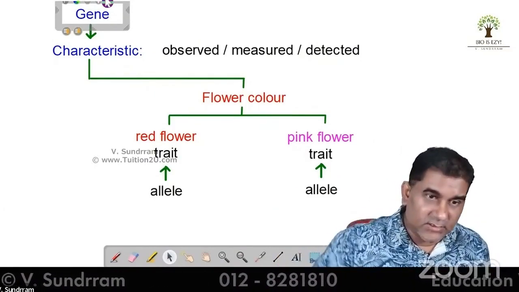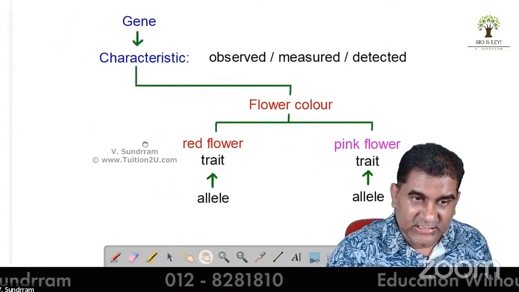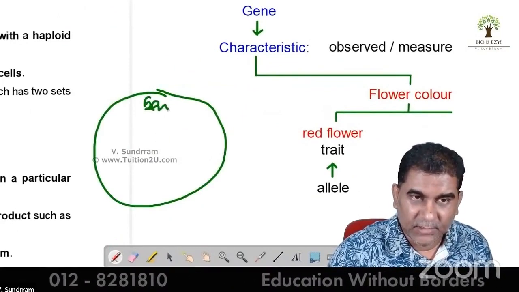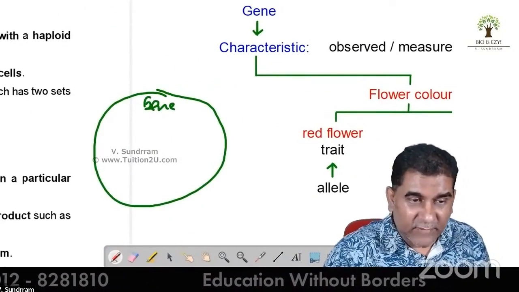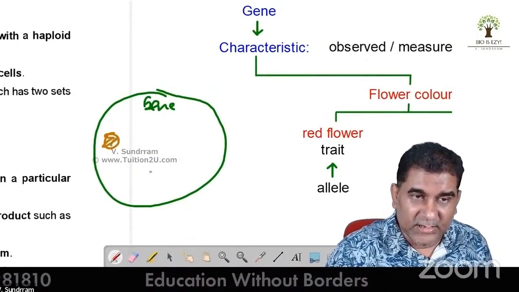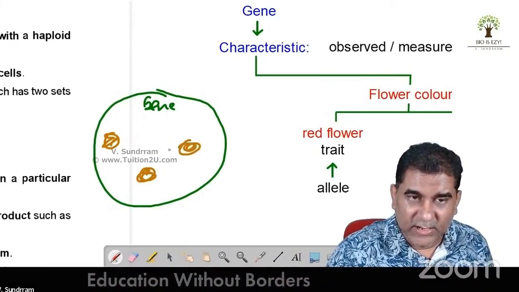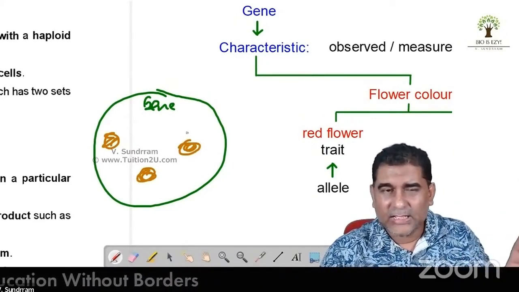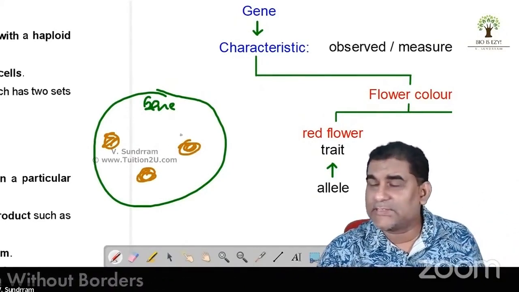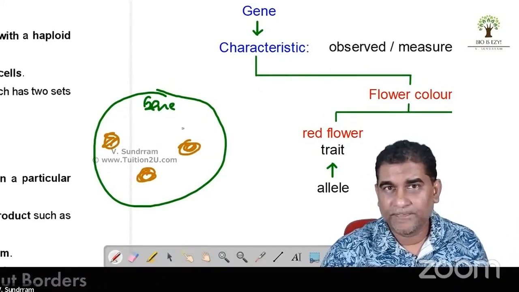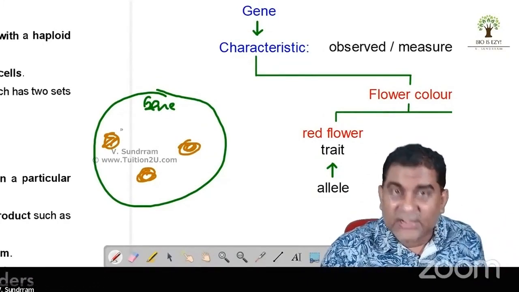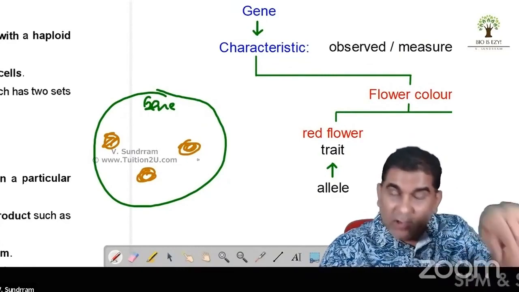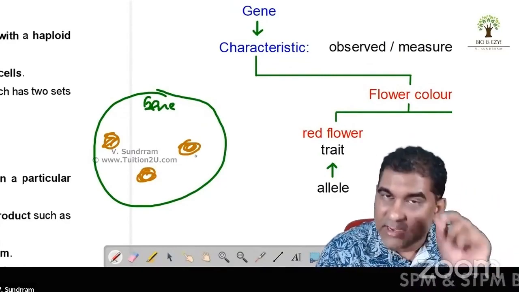Gene is like this larger circle. Inside the gene, you have different alleles. Here got one allele, here got one allele, here got one allele. Normally only have 2, sometimes got 3. For our syllabus, I think the maximum we go is 3. Those brown ones are different alleles, but all the alleles come under the gene.